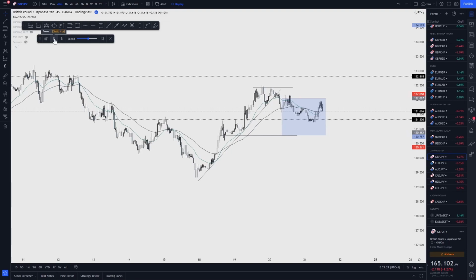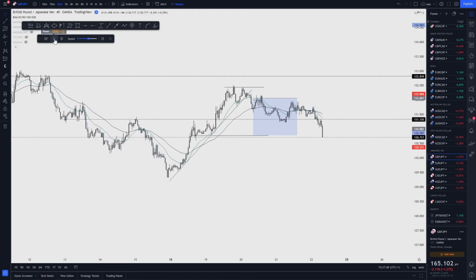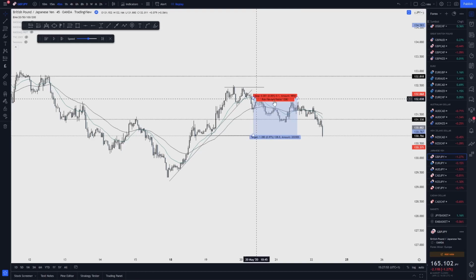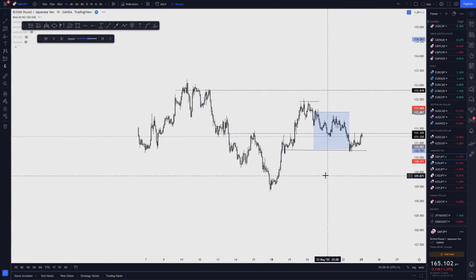So I did get very lucky. I thought I was going to get tapped out here, but I kind of just got away by the skin of my teeth. It did hold, and finally it did hit TP. Coming off that trade, we were up 3.2%, so it's very good.